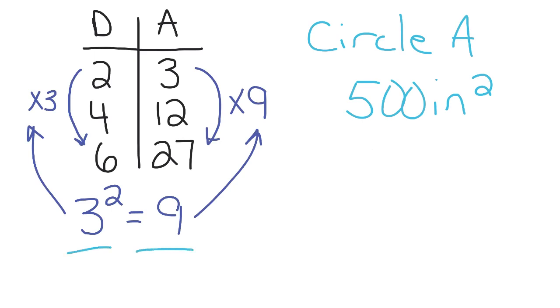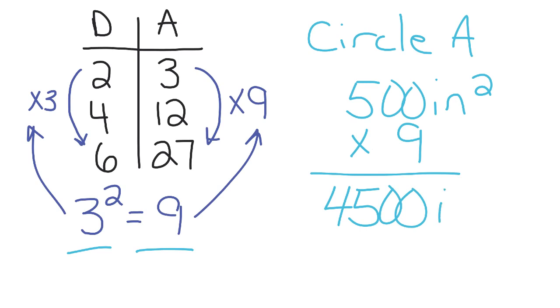So what we have to do is we have to multiply the 500 times 9, and that gives you 4,500 inches squared. So your answer that you're going to type in is 4,500.